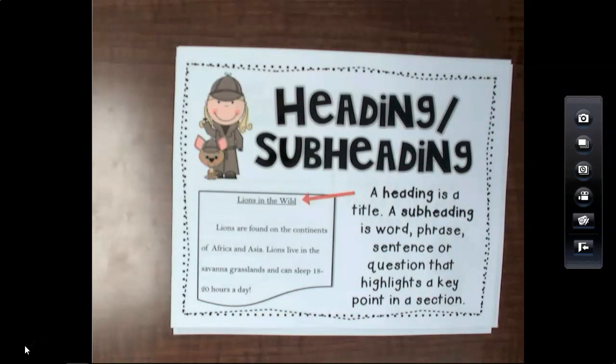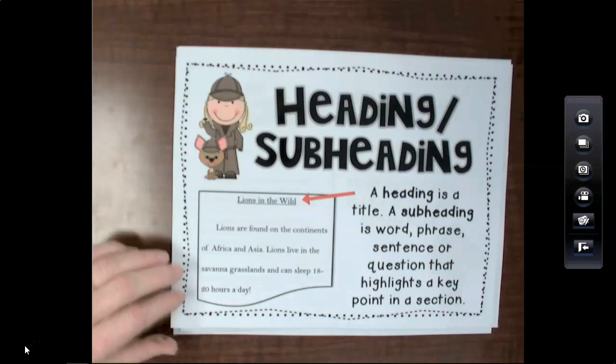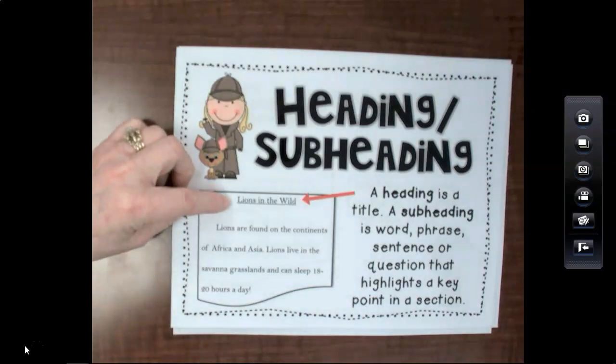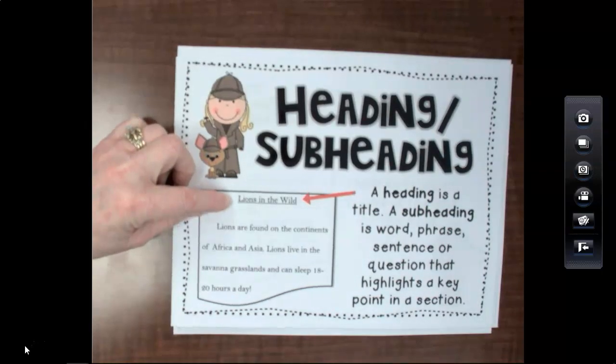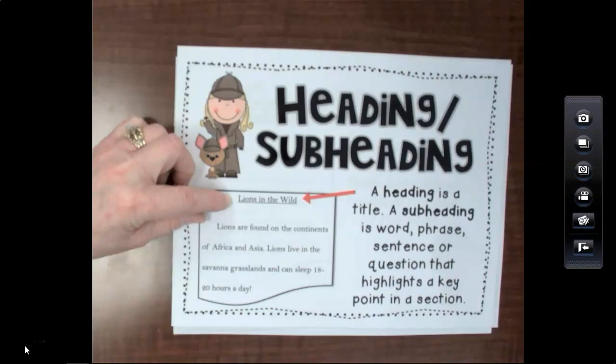Also, in nonfiction text, you would have graphic sources that may include headings or subheadings. So here's a heading. A heading is a title. A subheading is words and phrases or sentences or possibly a question that highlights a key point in a selection or a section. Okay, so lions in the wild, that tells us right away what you'll be reading about.